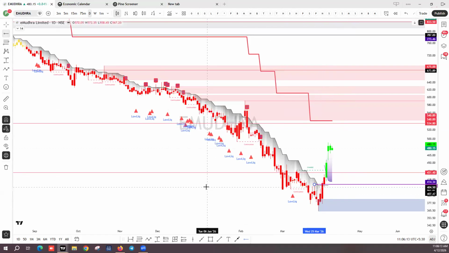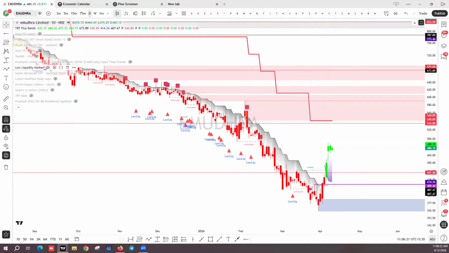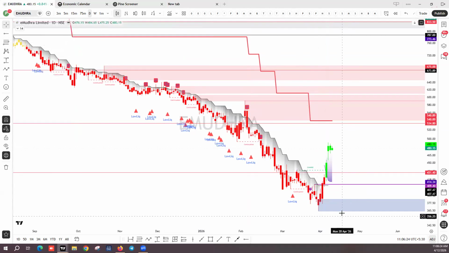Place an alert at higher location. When you see that strong move is happening, PFI is 5 times or more, even after that, it is possible that it may come down because the bias is bearish.